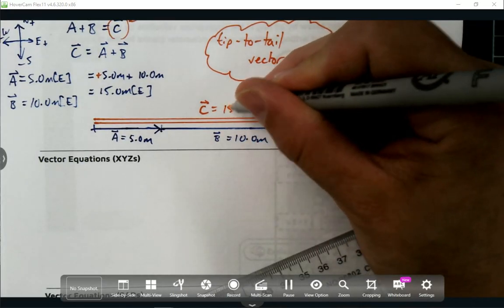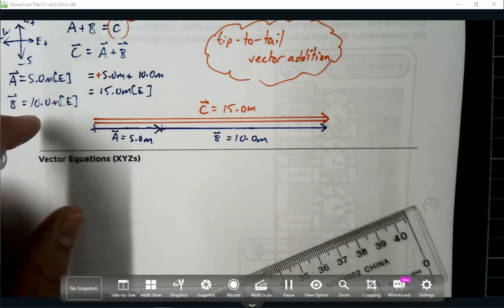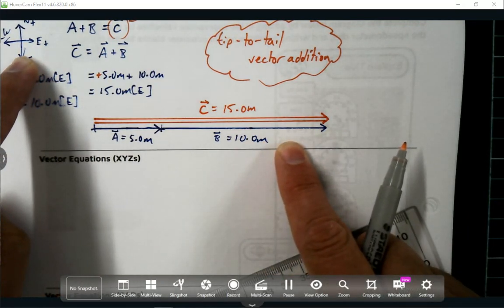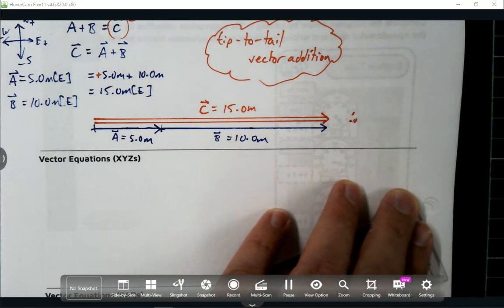And it's 15.0 meters. Now I don't have to tack on east really, because the fact that I have a drawing and a reference frame already in frame tells you that it's east. Okay, that's the easiest thing. I can say, therefore, the resultant.